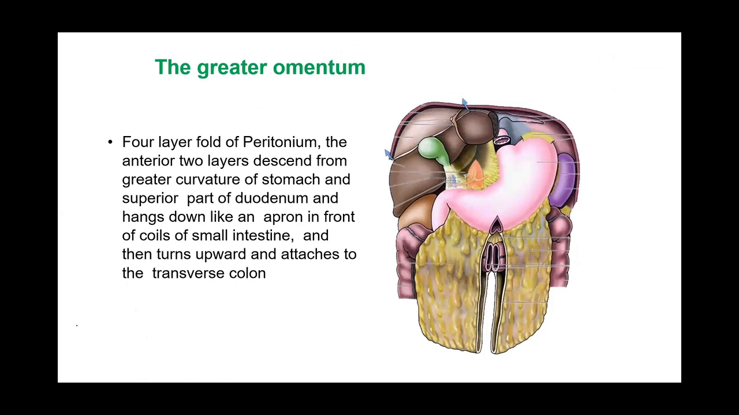Now, this is the greater omentum. It's a four-layer fold of peritoneum. The anterior two layers descend from the greater curvature of the stomach and superior part of the duodenum, and hang down like an apron in front of the coils of small intestine, and then turn upward to attach to the transverse colon.